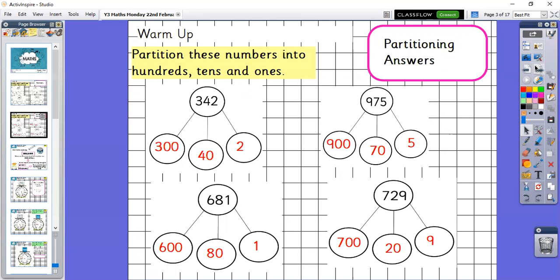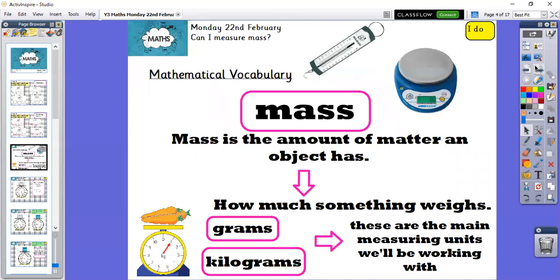Okay, have a little look at our partitioning answers there. Hopefully that was super quick and super easy for you and just getting that brain mathematically switched back on again. Let's jump into our main maths for today. Okay, so our main maths today is actually about measuring mass.